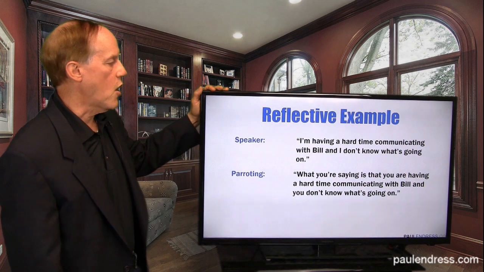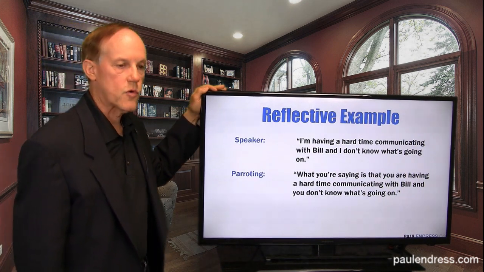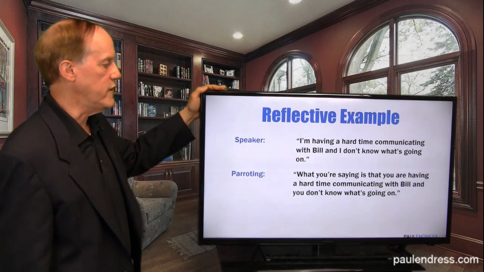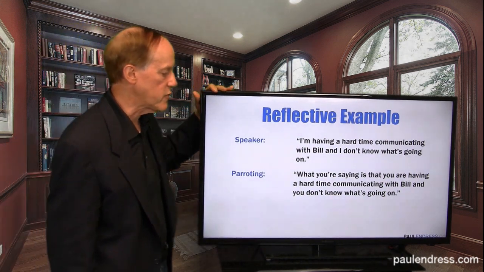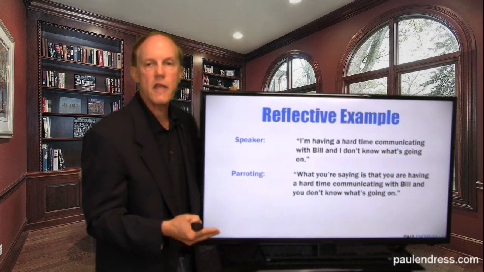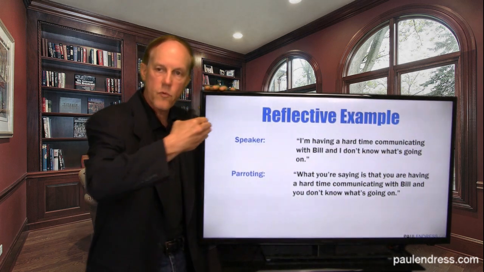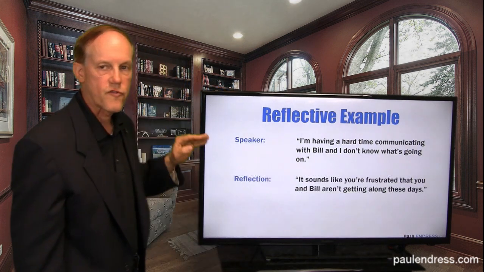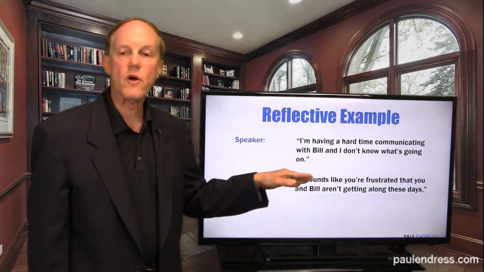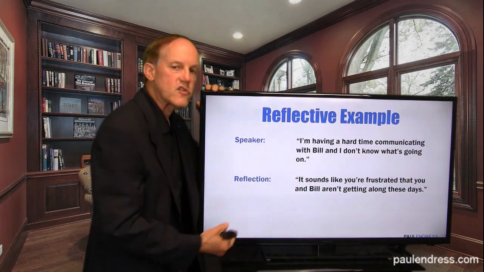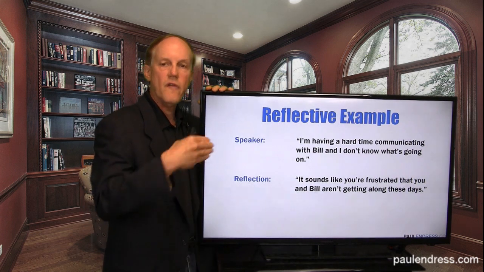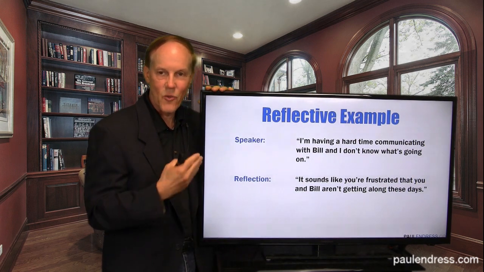So let me give you an example. Speaker says, I'm having a hard time communicating with Bill and I don't know what's going on. Now a parrot or a traditional paraphrase says, what you're saying is you're having a hard time communicating with Bill and you don't know what's going on. So what's the value in this? There really isn't any. You just are repeating back the words, but a reflection would sound something more like this: it sounds like you're frustrated that you and Bill aren't getting along these days. So that's what you think they meant by what they said, and the speaker will then verify that you've received it in the way that they intended.